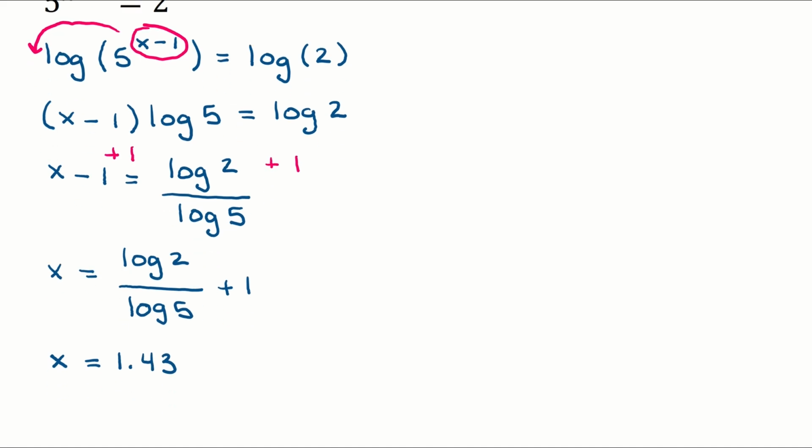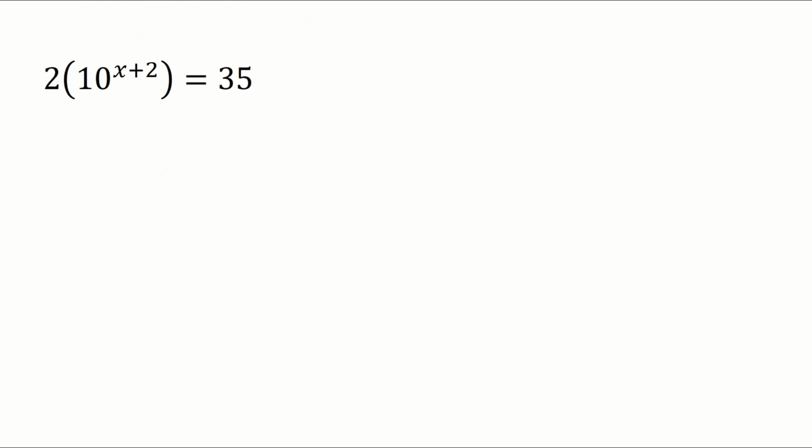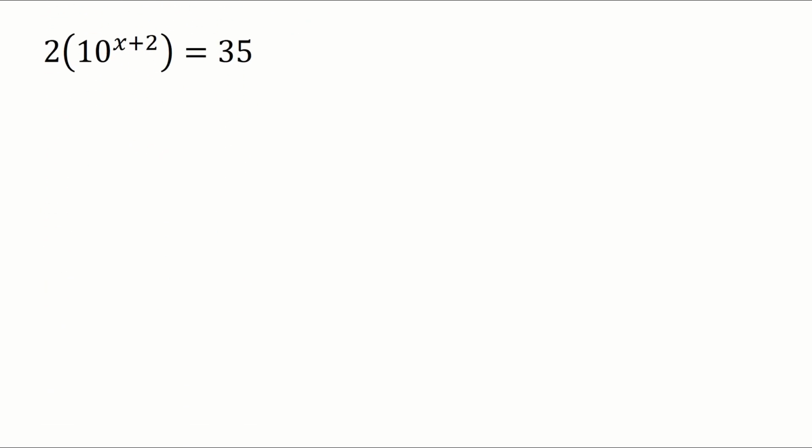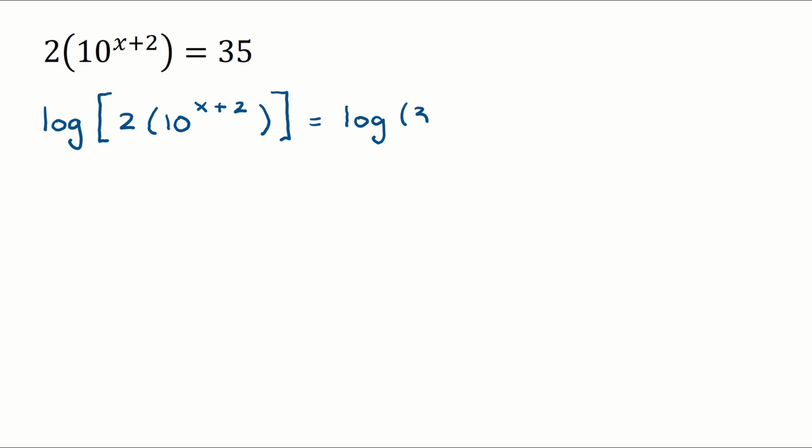Let's look at another example of this. So in this case, same thing. We know we are dealing with an exponent, which means we are going to need to take the log of both sides. So taking the log of the right side, we get log of 2 times 10 to the power of x plus 2 is equal to log of 35.